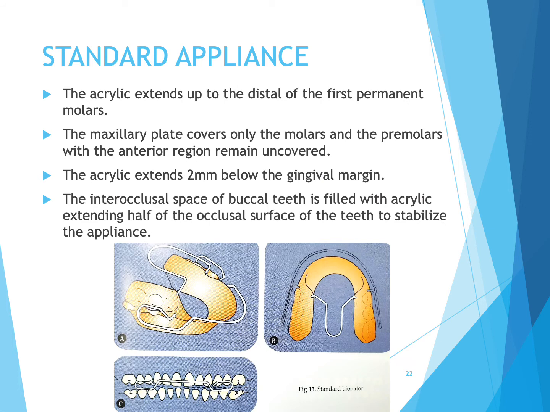The acrylic extends up to the distal of the first permanent molars. The maxillary plate covers only the molars and the premolars, with the anterior region remaining uncovered. The acrylic extends 2 mm below the gingival margin. The interocclusal space of some of the buccal teeth is filled with acrylic extending over half of the occlusal surface of the teeth to stabilize the appliance.